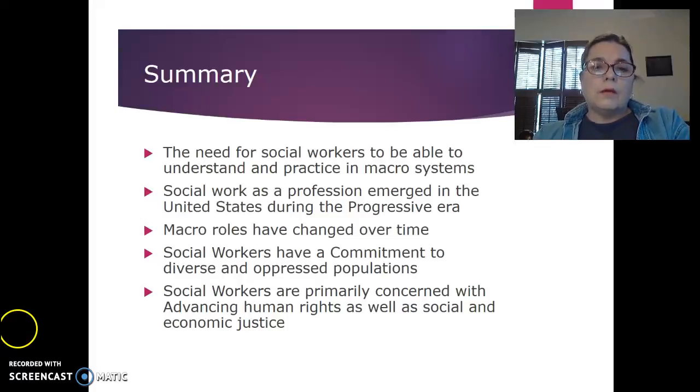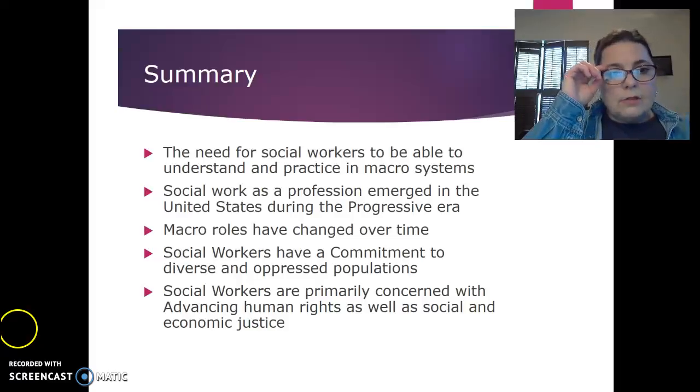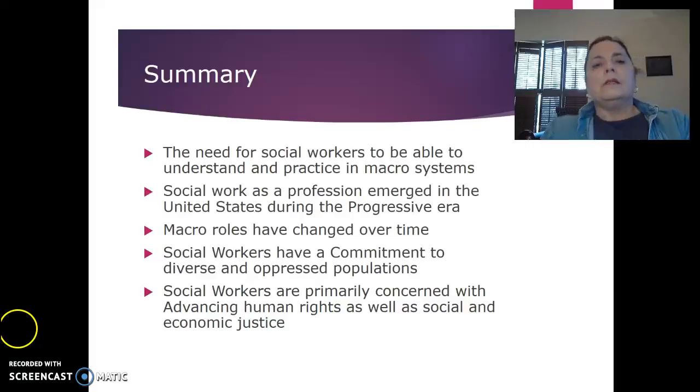Social workers are primarily concerned with advancing human rights as well as social and economic justice. So think about those words. Think about yourself as a social worker this week, and what does that mean for you and for your community wherever you are.